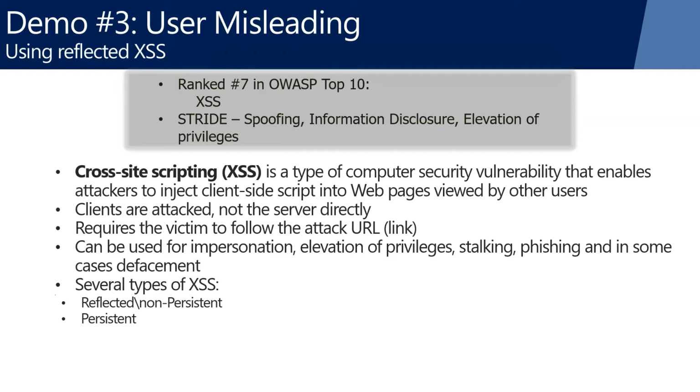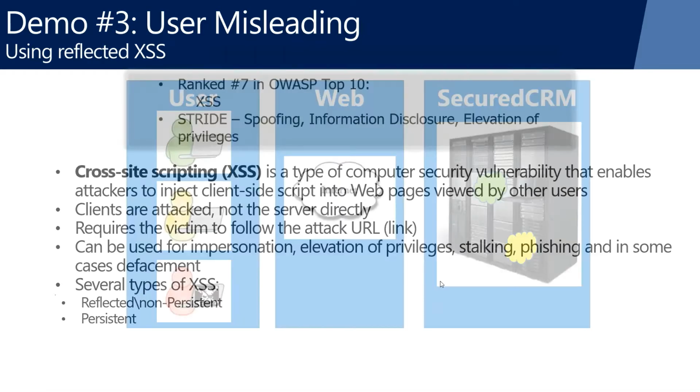The first one is reflected XSS, and this attack requires the victim to follow an attack URL, a link. For example, I would send him an email with a link to the real secure CRM website. It won't be a phishing website, but the real one, but the link itself will contain the malicious code that will enable me to execute the attack. Cross-site scripting can be used for impersonation, elevation of privilege, targeted phishing, and in some cases defacement.